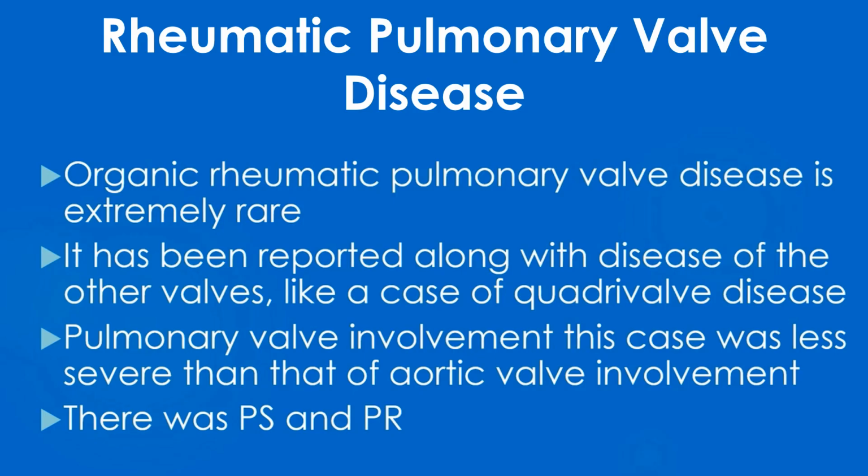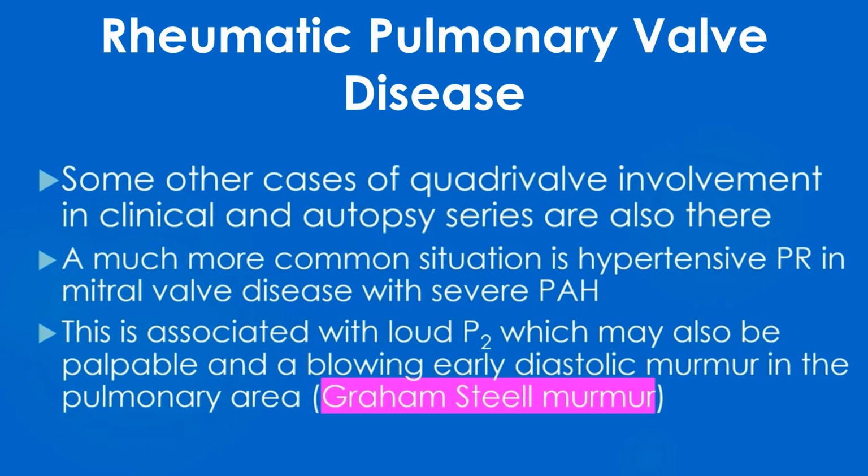Organic rheumatic pulmonary valve disease is extremely rare. It has been reported along with disease of other valves, like a case of quadrivalve disease. Pulmonary valve involvement in this case was less severe than that of the aortic valve involvement. There was pulmonary stenosis and regurgitation in that case. Some other cases of quadrivalve involvement in clinical and autopsy series are also there.